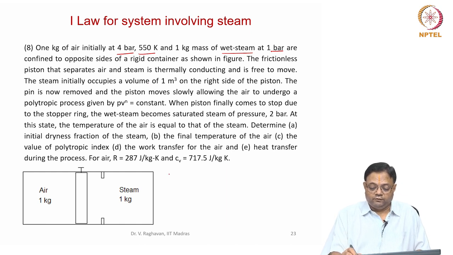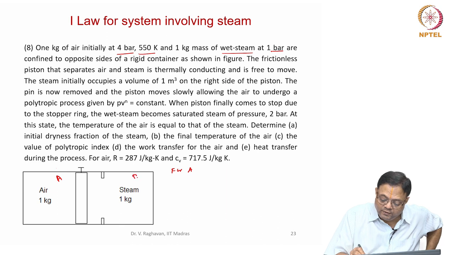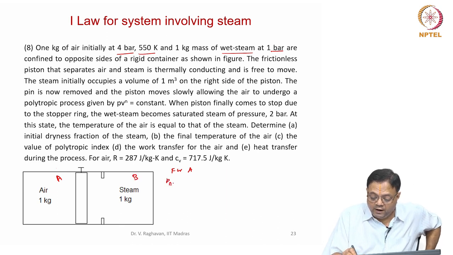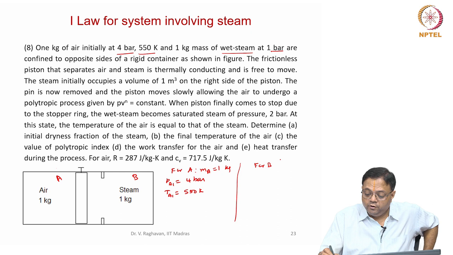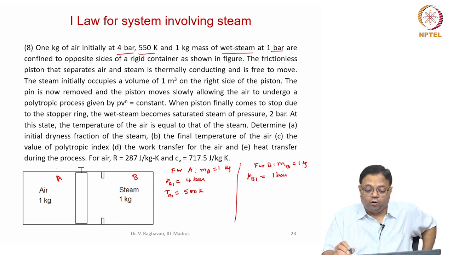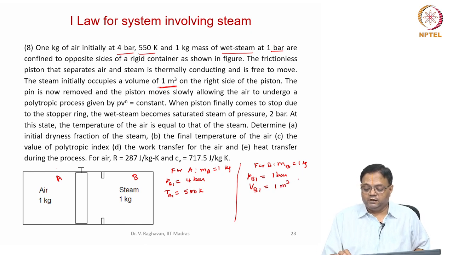So, we can write for this. I will call this side A and this side B, like in the previous problem. For A, PA1 equal to 4 bar, TA1 equal to 550 Kelvin, MA equal to 1 kg. For B, MB equal to 1 kg, 1 bar pressure is given, so PB1 equal to 1 bar, and the steam initially occupies 1 meter cube on the right side. That means VB1 equal to 1 meter cube. So, these are the initial conditions given.